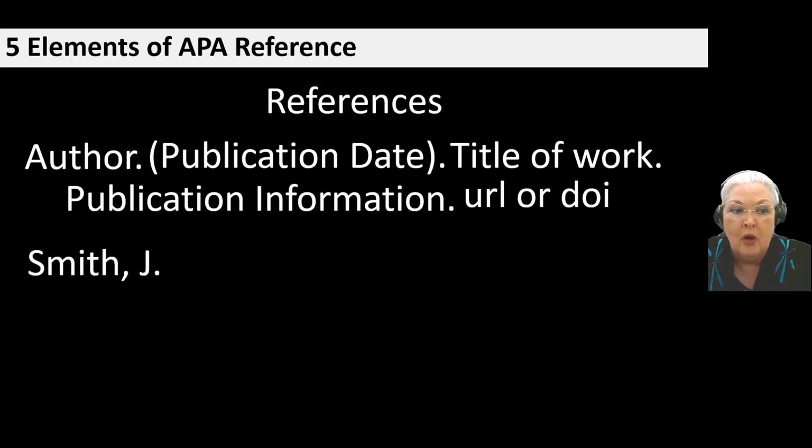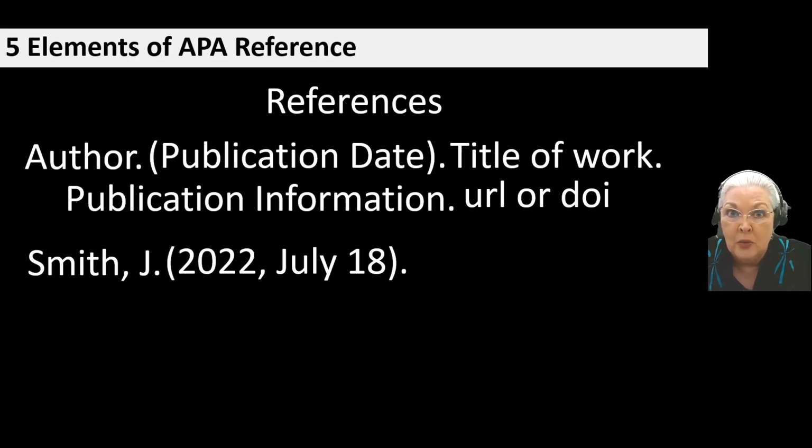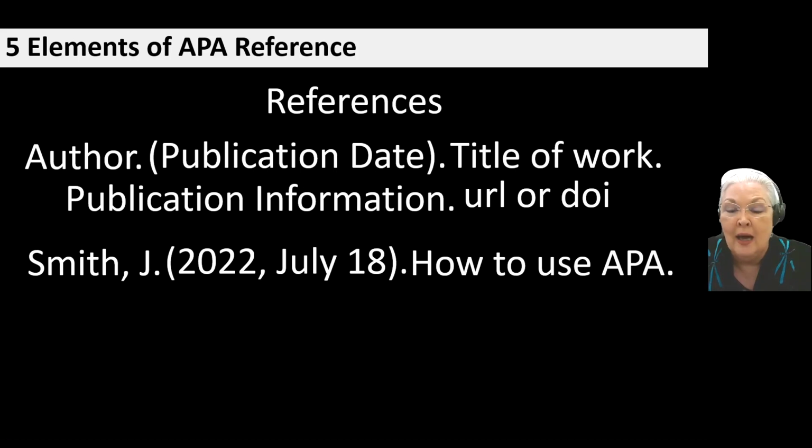So here's an example. Author, it would be last name first, comma, and the initial J. The publication date, beginning with the year 2022, July 18. Notice it's in parentheses, and at the end of this element, there is a period or a full stop. We put periods between the elements in our reference. The next is the title. So the title of this article is How to Use APA.